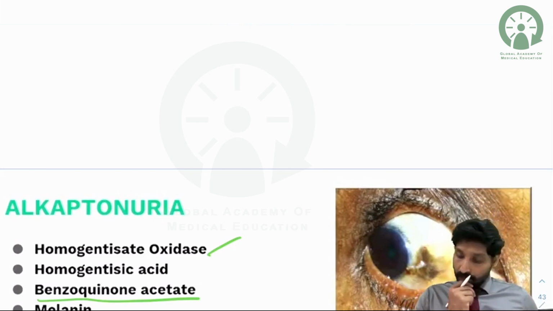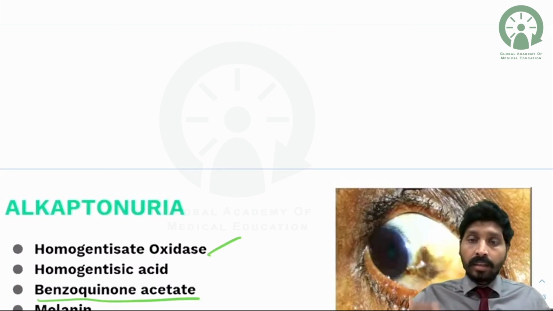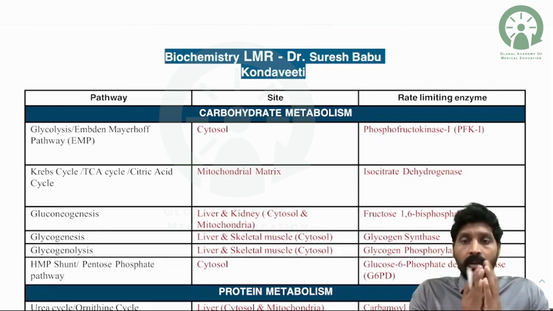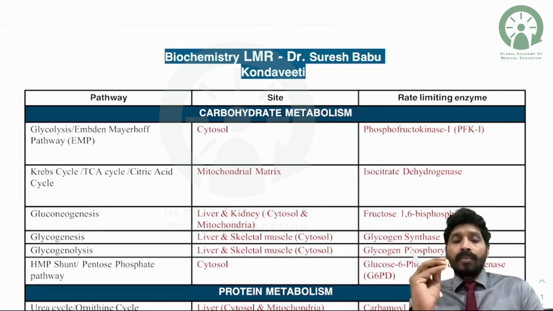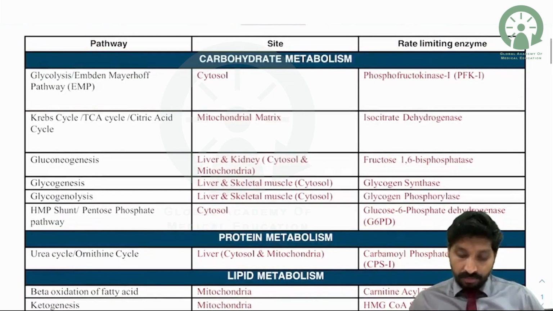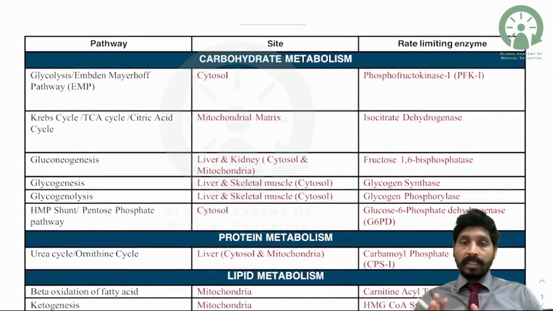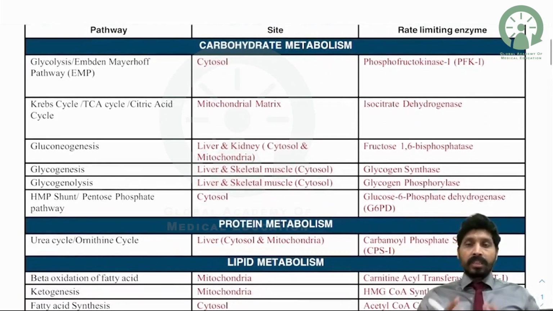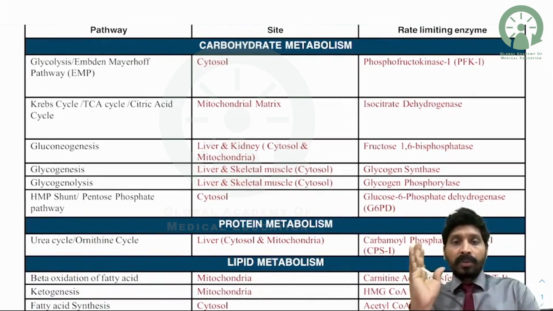Now I would like to go with the important one line or last minute revision for FMGE. I am trying to cover high impact topics which have high chances of being tested in the exam. First we'll start with the metabolism aspect, carbohydrate metabolism. For any metabolism topic, you should be aware of the enzymes, the location, and the pathway where it is taking place.